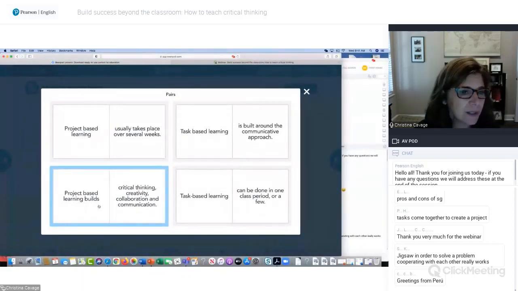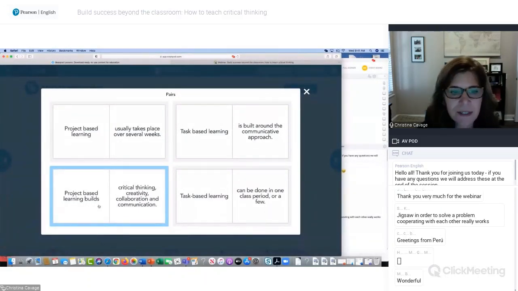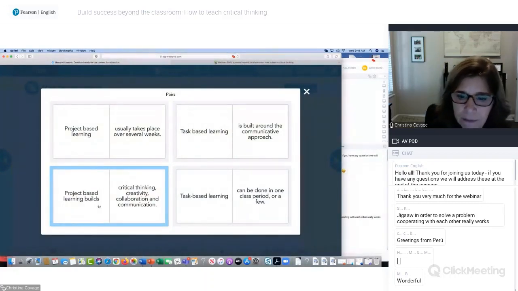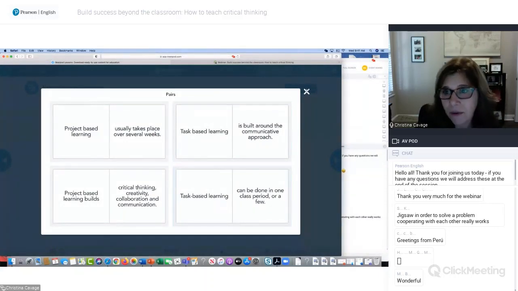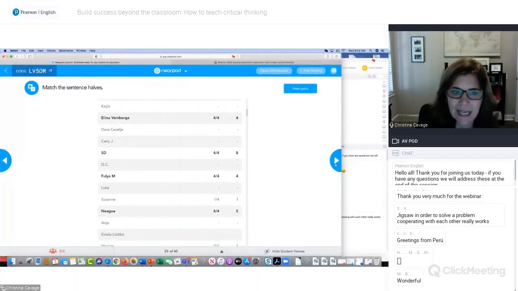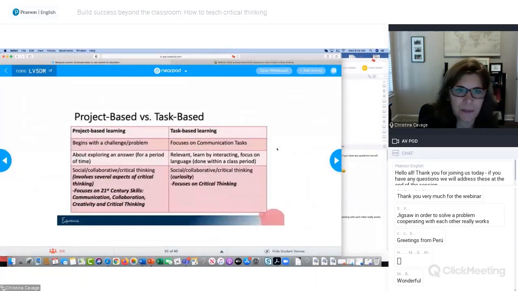Project-based learning builds critical thinking, creativity, collaboration, and communication. And you may know these as the 4 C's of 21st century skills. So the 4 C's of 21st century skills: critical thinking, creativity, collaboration, communication. And then task-based learning can be done in one class period or a few. Okay, so just some differences between task-based and project-based.